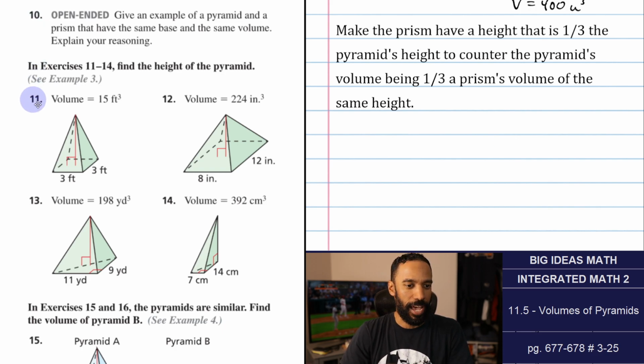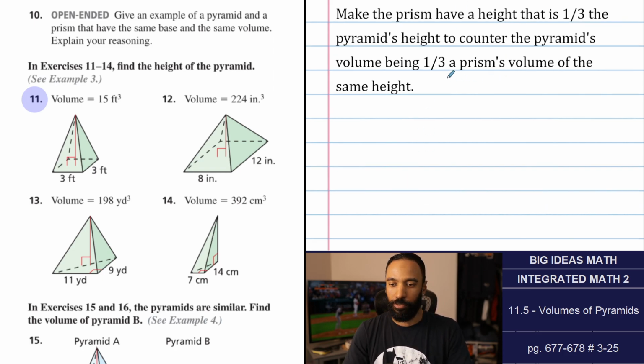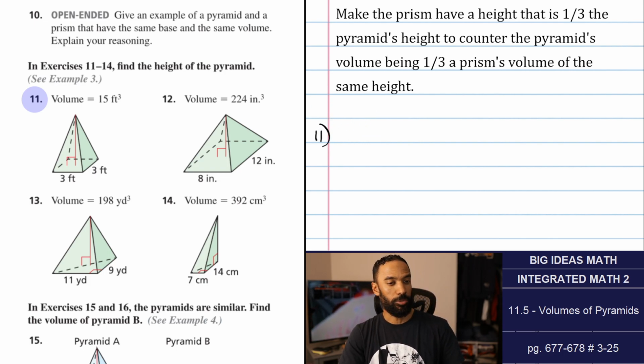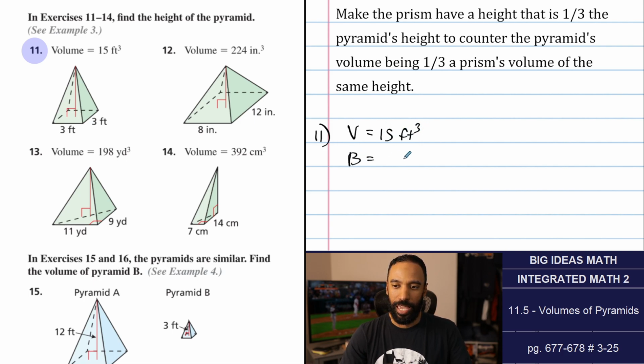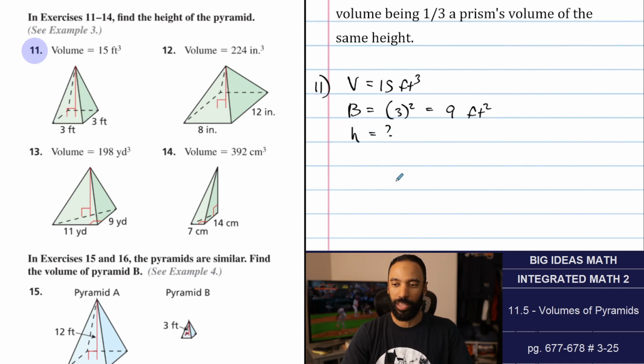11 through 14, find the height of the pyramid. So they give you volume. It's a lot like the ones that they did before, only this time we find height, not base stuff. These would arguably be easier, I believe, than numbers 5 through whatever. So our volume is 15 cubic feet. Our area of base is, in this case, a square pyramid, so 3 squared, that's going to be 9 square feet. And then the height is unknown, right? We're trying to figure that one out.